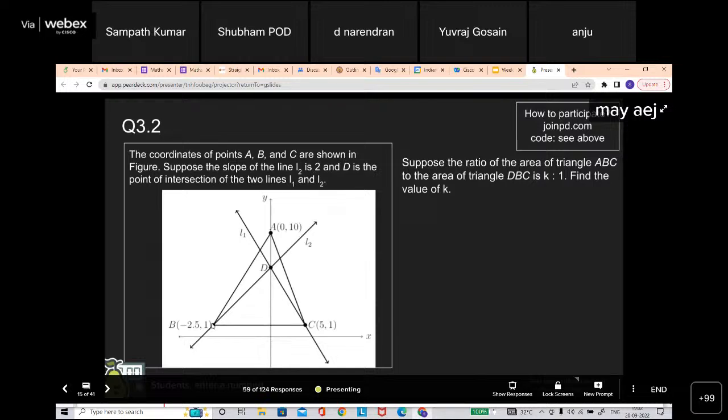Yes, sir, clear. Now calculate the base, this one, and substitute the value of base to height. You will get that it is going to be 9 by 5, and the answer is 1.8. Okay.